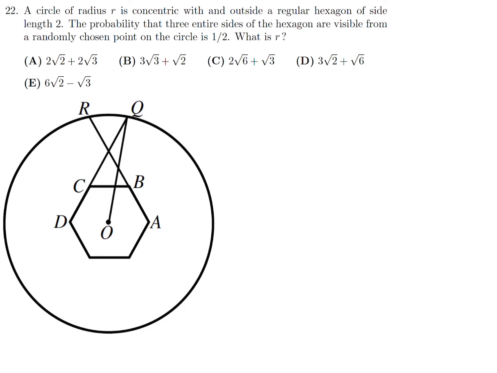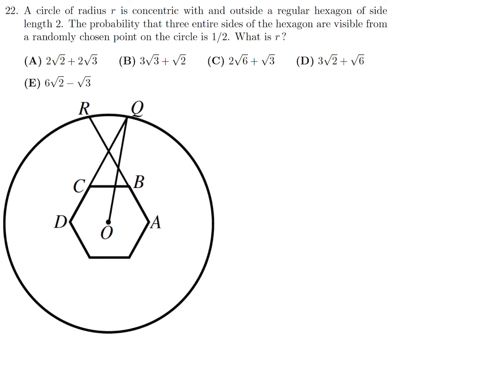So here is a diagram of this question. We've got this regular hexagon in the middle, and there's a circle that is concentric, meaning it shares the same center, and it's obviously around this hexagon. And they're going to choose any point at random on the circle, and from that point they're saying that three entire sides of the hexagon will be visible. All right, so how do we approach this problem?